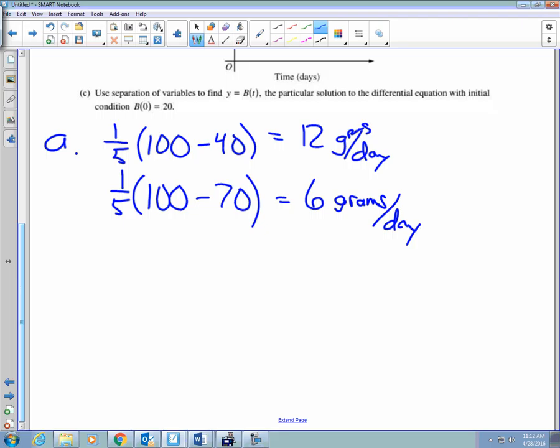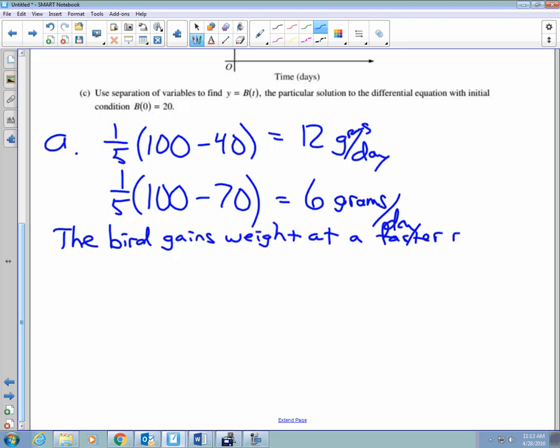Yeah, we expect that to happen. Babies, proportionally, grow quicker when they're younger than when they're our age. All right, so the bird gains weight at a faster rate, at 40 pounds.